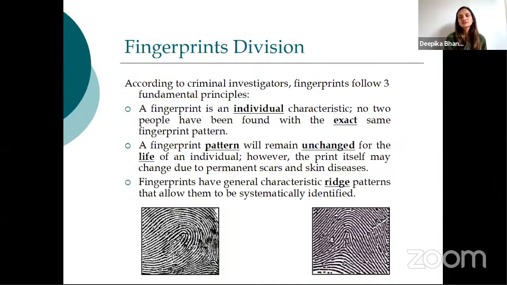So the fingerprints division, we all know fingerprints are 100% unique. It is based on certain principles. I think I'll just skip all this. We can have some other time also. I'll come to what all job opportunities we have after studying all this.